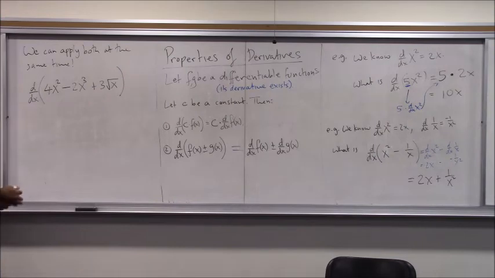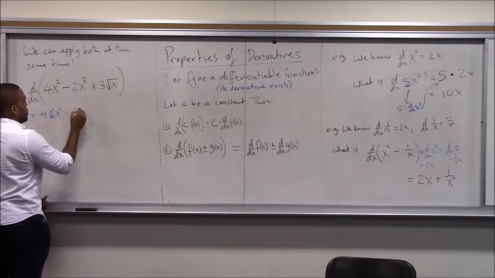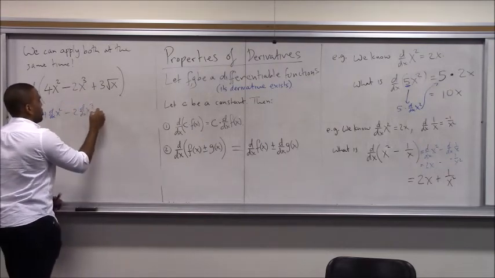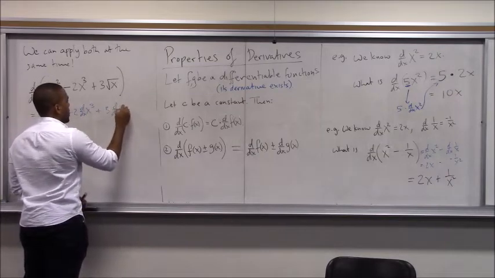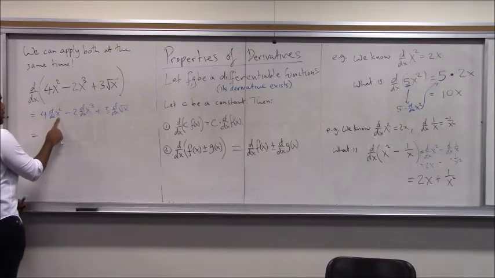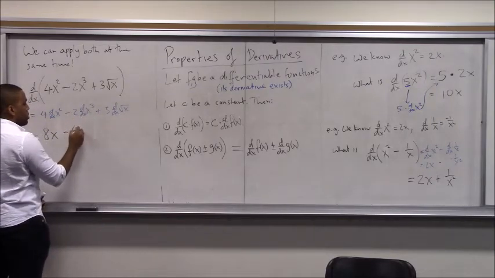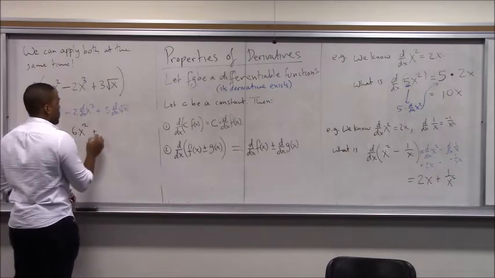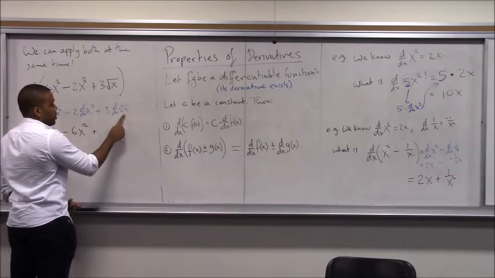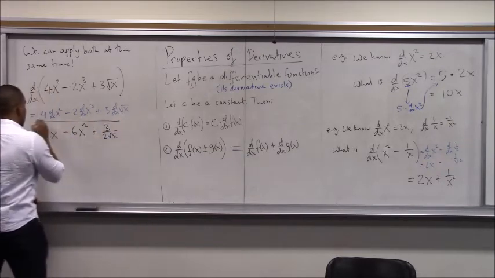So you can just think of that as 4 times the derivative of x squared, minus 2 times the derivative of x cubed, plus 3 times the derivative of radical x. Pretty much the constants stay there, and then you just differentiate the functions beside it. Derivative of x squared is 2x. The 2 multiplied by the 4 will give me 8. Derivative of x cubed is 3x squared. Take the 3 down, it'll multiply the 2, it'll become 6. The derivative of radical x is just 1 over 2 radical x. So this is just 3 times 1 over 2 radical x. And that would be the answer.